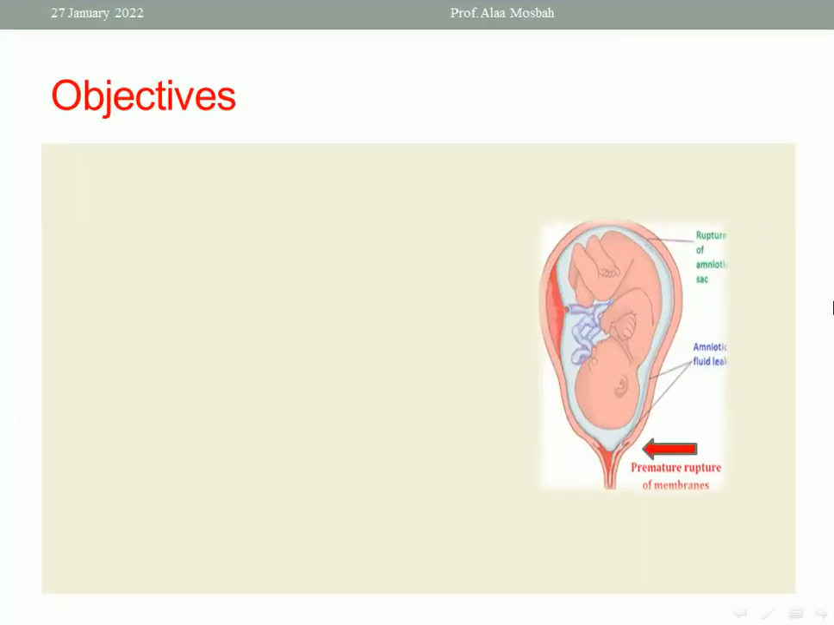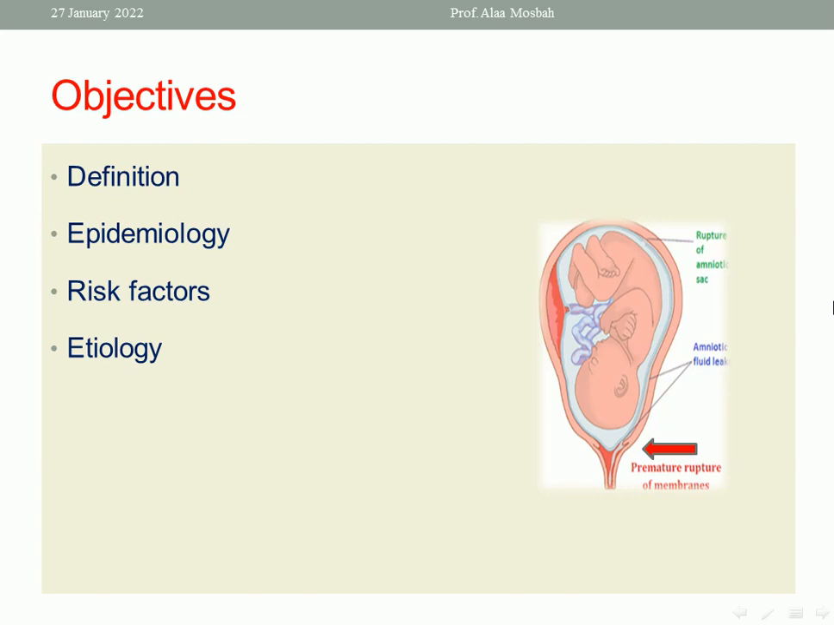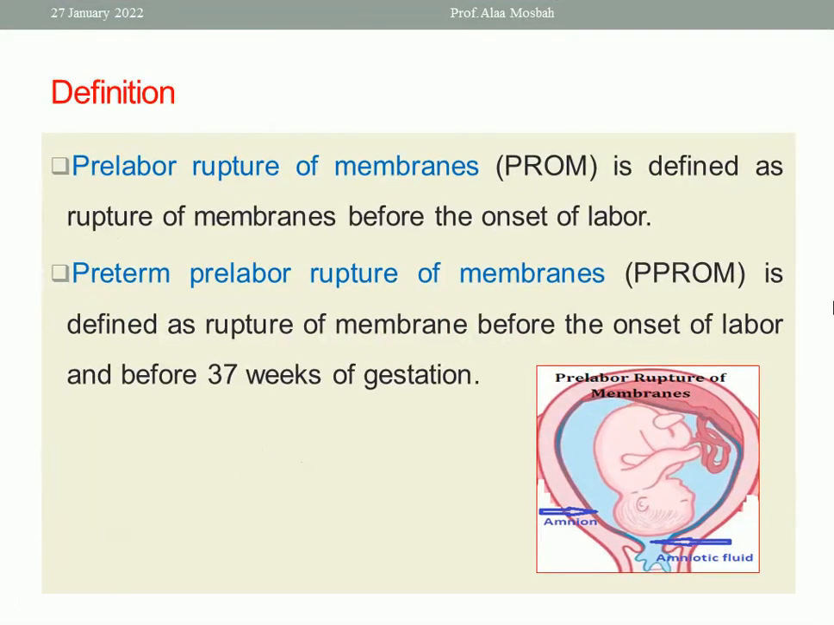So, what we want to discuss today: the definition, epidemiology, risk factors, etiology, how to diagnose, and lastly, the treatment. Okay, let us start with the definition of prelabor rupture of membrane, and its abbreviation PROM. It is defined as rupture of membrane before the onset of labor.